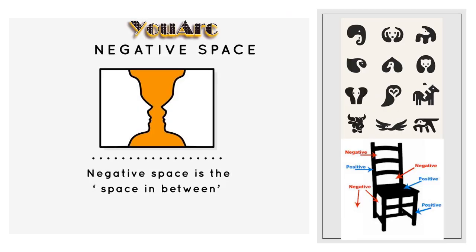What is negative and positive space? Let's see in this particular example here, the element which is shaded or which is in the front or foreground is called positive, and the element which is in the back is called negative. So negative space is the space in between.